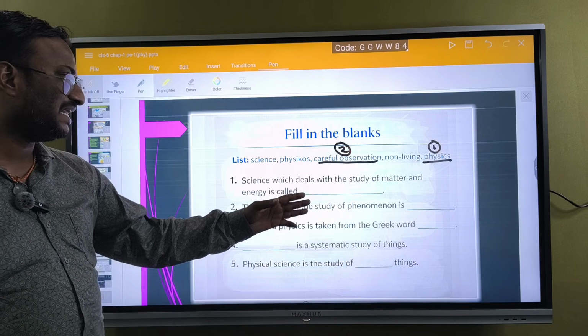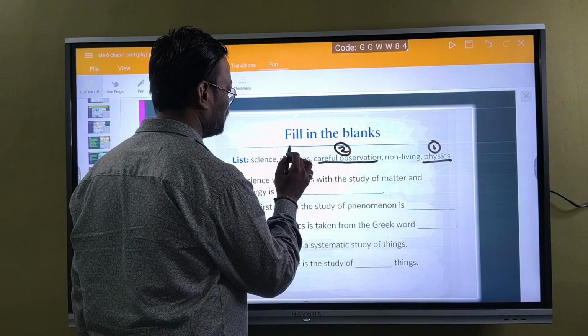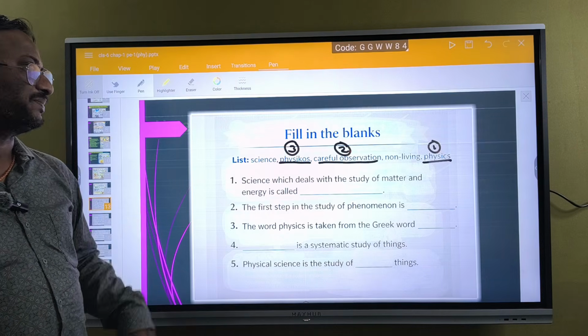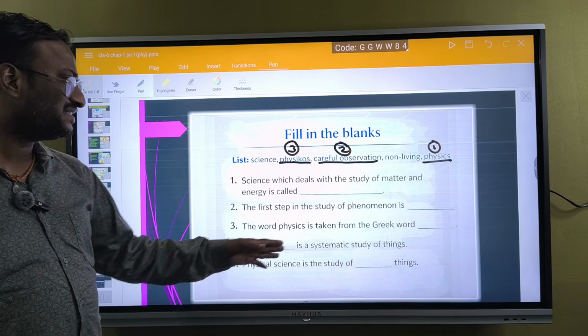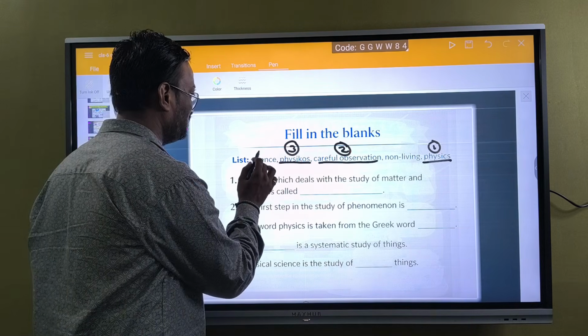The word physics is taken from the Greek word. What is that Greek word? Physicos. That is the third one. We already discussed in the concept, physicos means nature. Dash is a systematic study of things, science. This is the fourth bit.